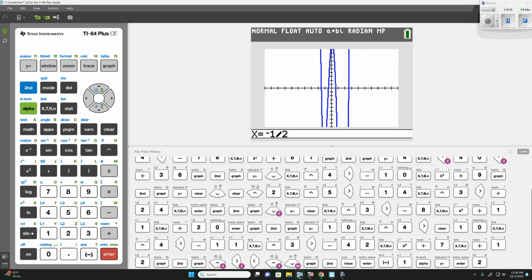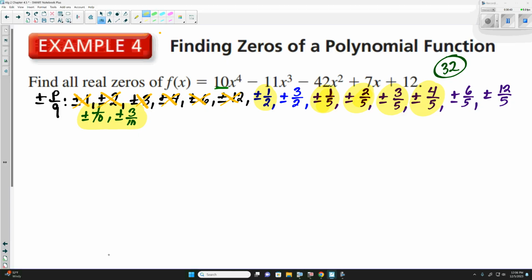Unfortunately, it won't let us do the fraction form, just numerator divided by denominator, so negative 1 divided by 2. And if I hit enter, it'll tell me its corresponding y value, which is 0. Is that what we're looking for? Yes. So it tells us, firstly, that x is equal to negative 1/2.